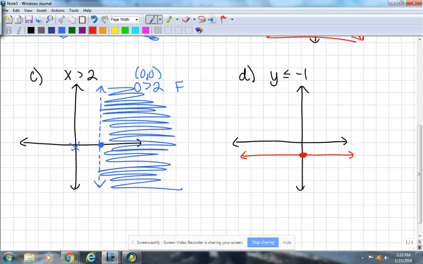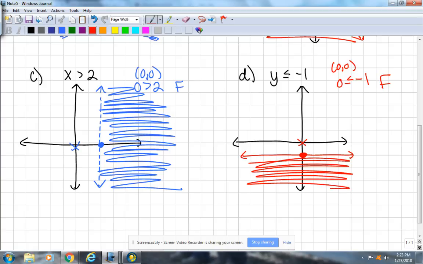We're going to check 0, 0 again. So I have 0 is less than or equal to -1. True or false? False. Can 0 be less than a negative number? No, that one's false. So I shade away from 0, 0. So I shade down here.